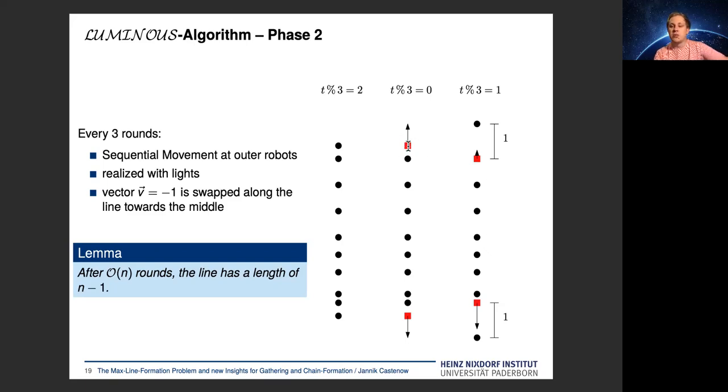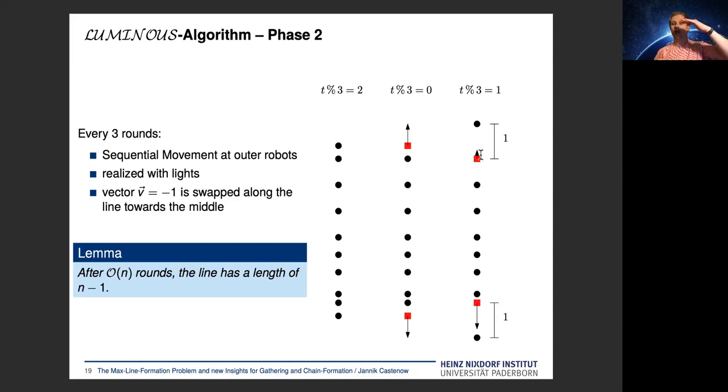And now the movement is quite simple. This robot moves in distance 1 to its single neighbor. So it creates a vector of length 1 in this line. And afterwards, the next robot moves, and then the next robot moves, and so on. That's the sequential movement, but every 3 rounds a new movement starts, so we have somehow a pipelined execution of this algorithm. And now the next robot would do the same, so it swaps this vector 1 along the chain. So it moves in distance 1 to its neighbor, and so on.